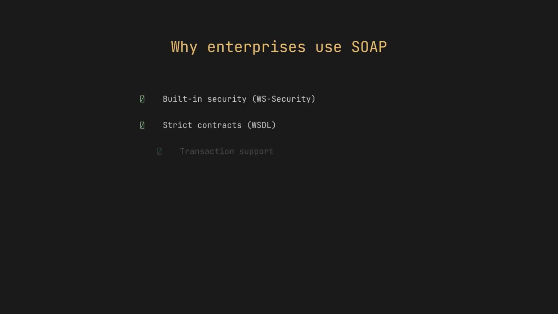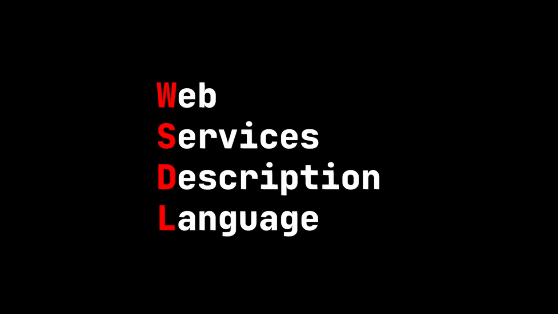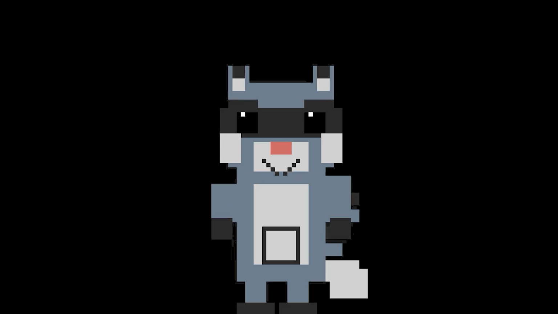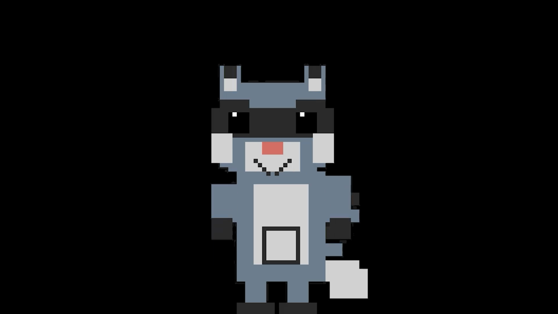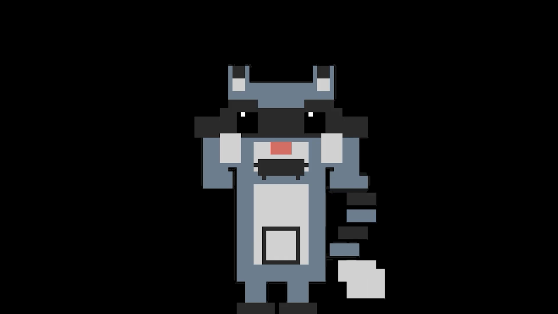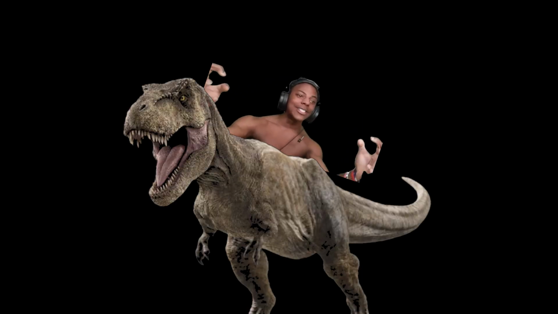It is verbose, and it feels heavy compared to modern APIs, but here is why enterprises love it. SOAP has built-in standards for security, transactions, and error handling. It supports WS-Security, which is enterprise-grade stuff. It also has something called WSDL, a Web Services Description Language file. This file describes every single operation the API supports, like a contract written in stone. If you are building something that requires strict compliance, like financial transactions or healthcare data, SOAP might actually be the right call. Do not sleep on the dinosaur.